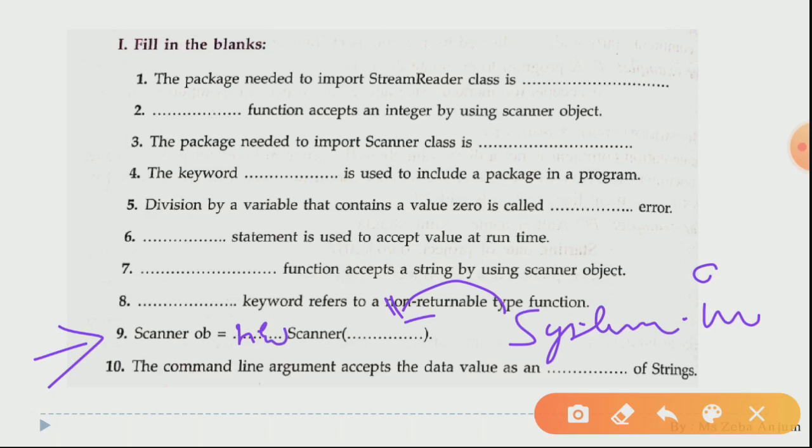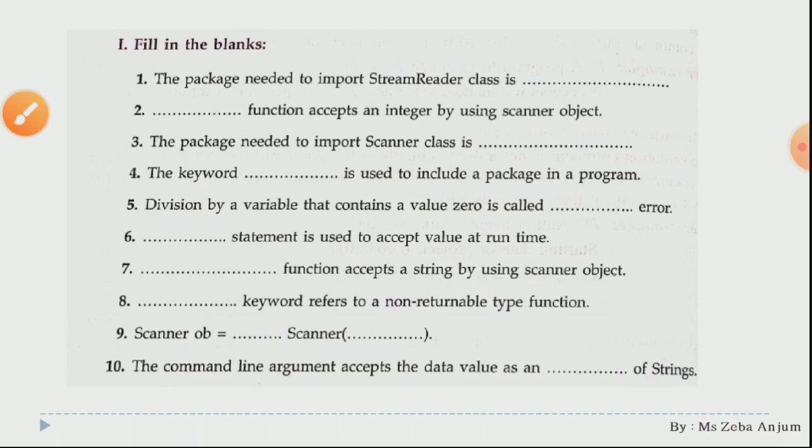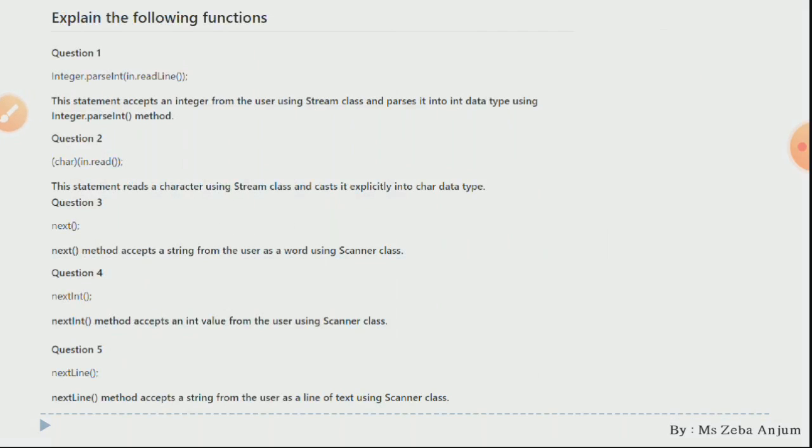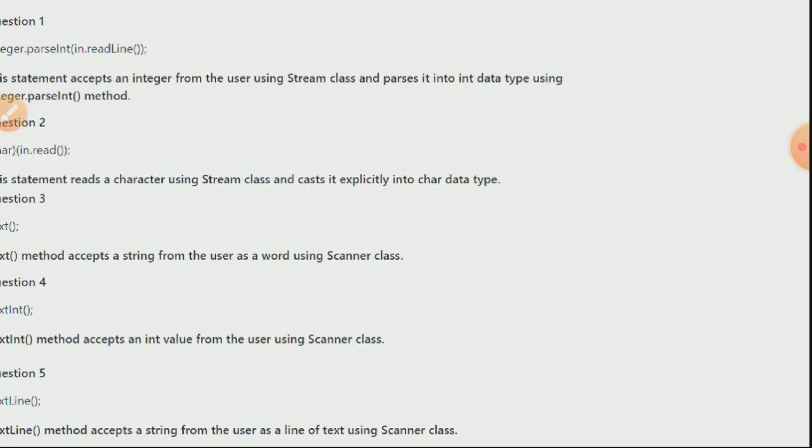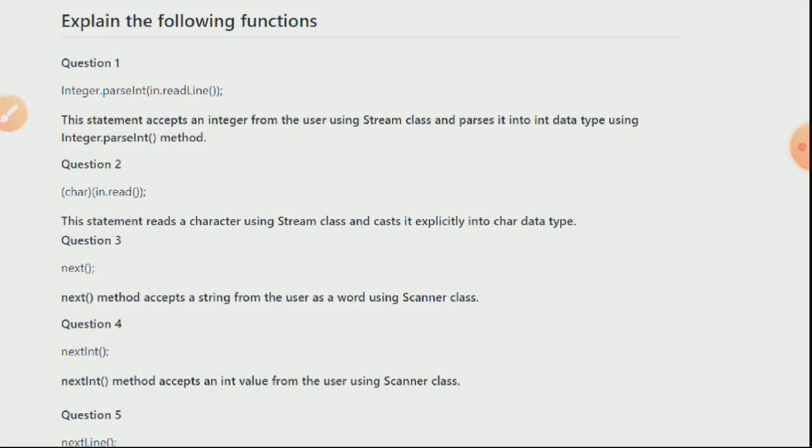Okay, the last one, 10th one, see, the command line argument accepts the data value as an dash of strings. We have already studied over this as an array of a string. Okay, so this is about your fill in the blanks. Now moving on to the second part with this, that is your explain the following functions. Okay, see over here, you have to explain these functions. Now the first one, I hope the picture is clear.